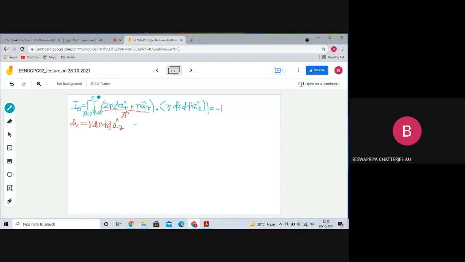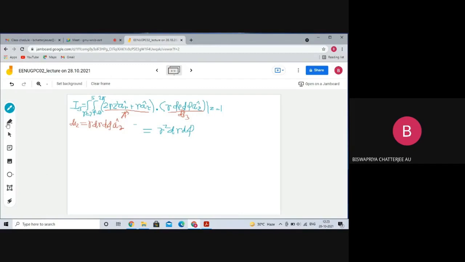Zero to 2 pi. So this is ds3, nothing but ds3. If you evaluate, then this component will vanish, because ar dot az will be 0. Now az dot az will be 1. So it will be nothing but r square dr d phi.